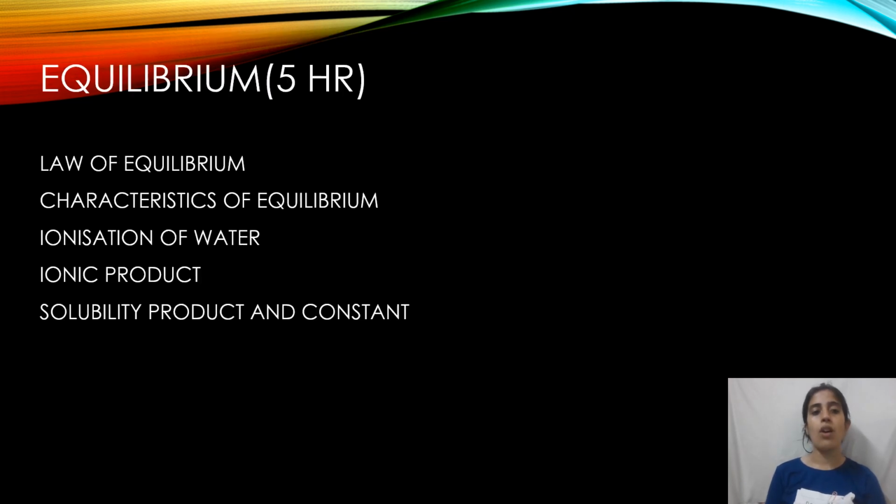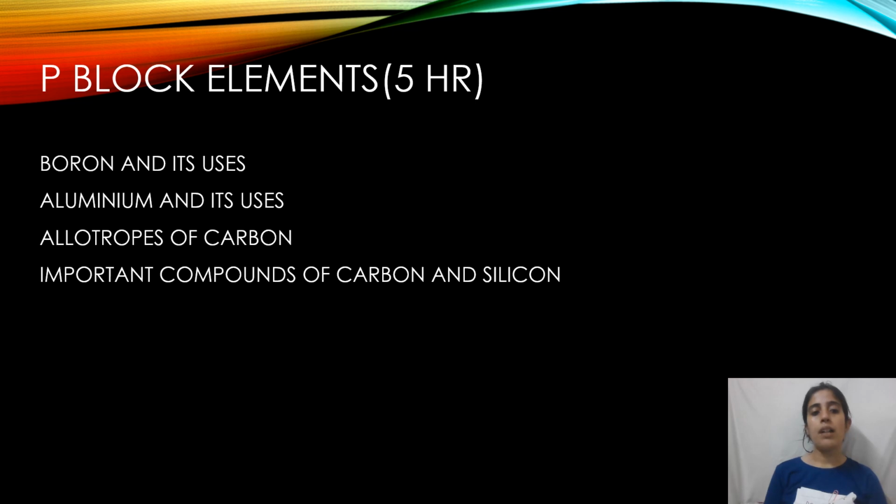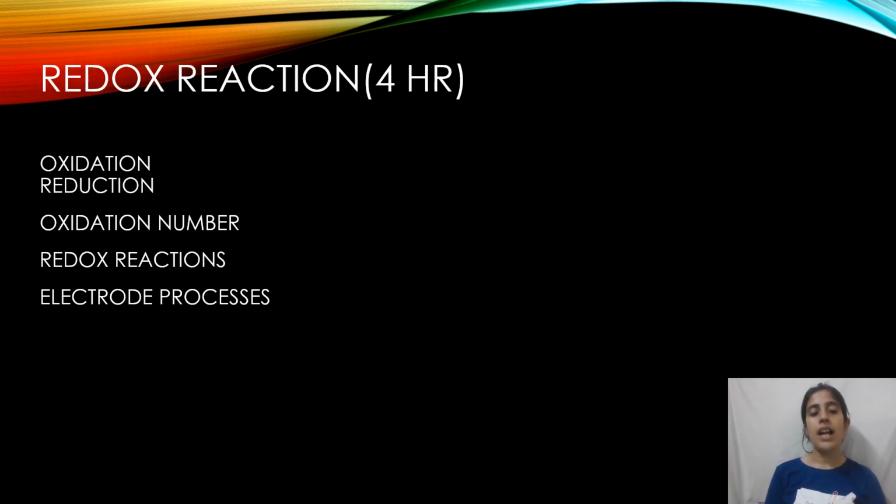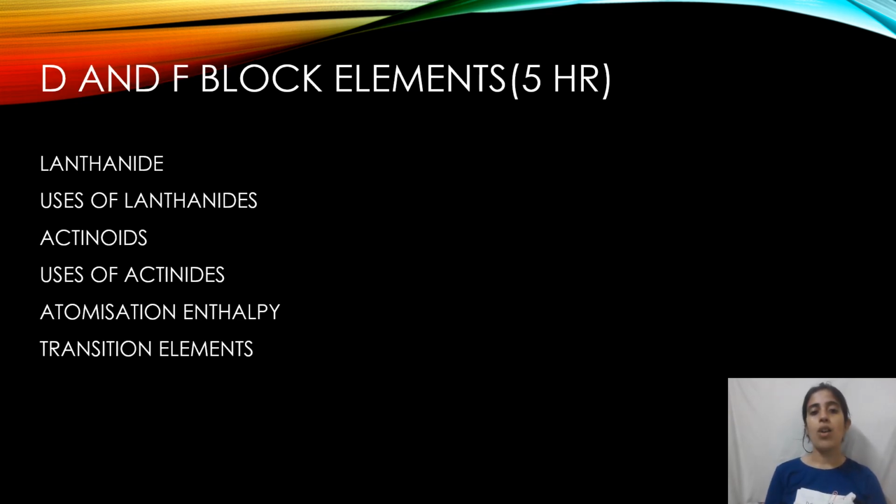Next is equilibrium, law of equilibrium, characteristics of equilibrium, ionization of water, ionic product, solubility product and constant. Next is p block element, that is boron and its uses, aluminium and its uses, allotropes of carbon, important compounds of carbon and silicon. Next is redox reaction, oxidation, reduction, oxidation number, redox reaction, electrode processes. Next is d and f block element, lanthanide, use of lanthanide, actinoid, use of actinoid, atomization enthalpy, transition elements.